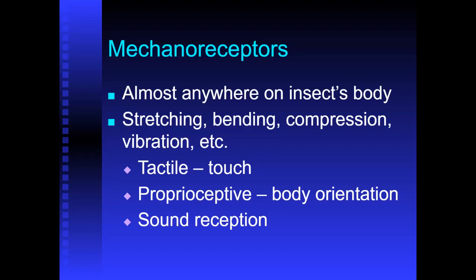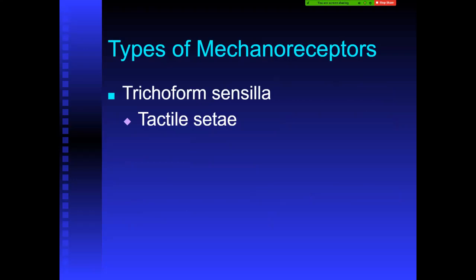Then there is sound reception, and insects don't have classical ears, yet there are membranes that vibrate kind of like eardrums, and they can be found on the forelegs and various regions of the insect's body. And again, they can respond to the sound waves that will hit it.